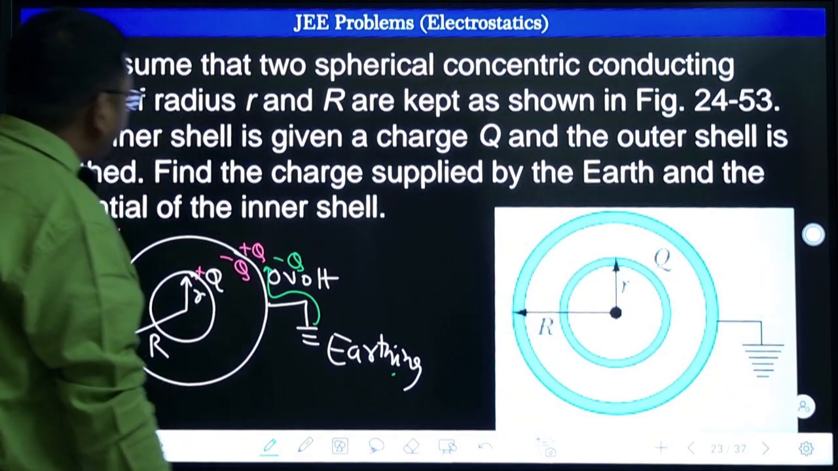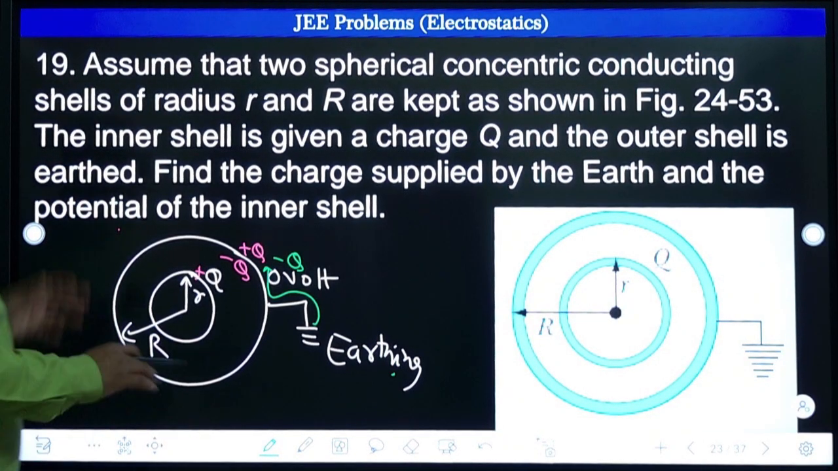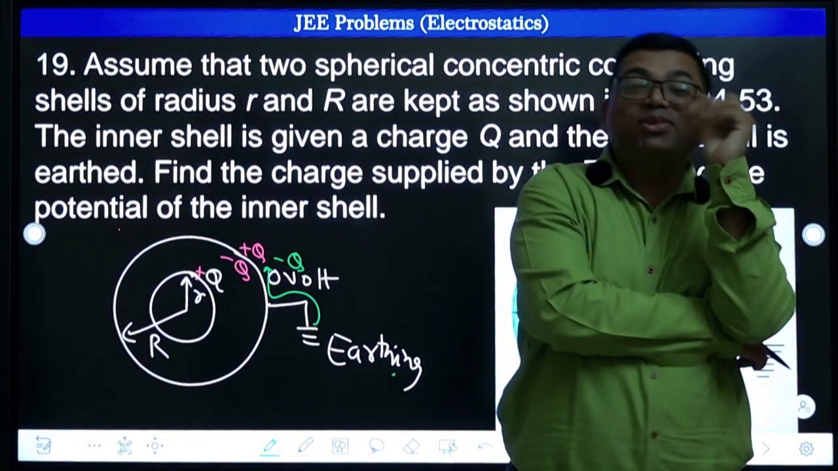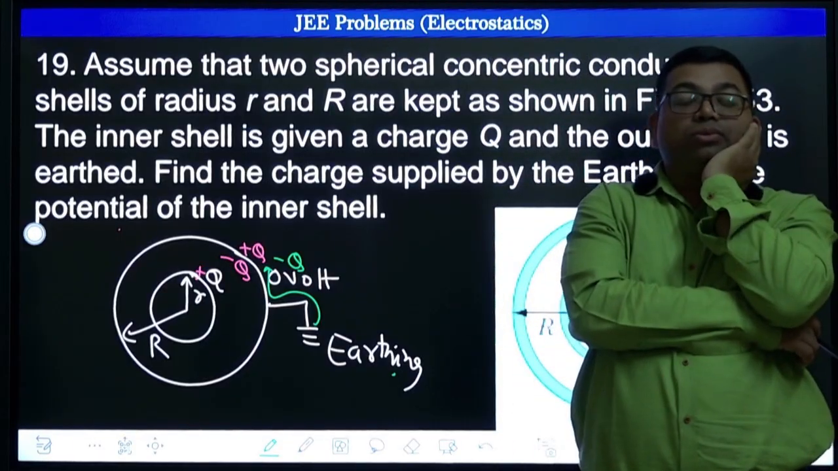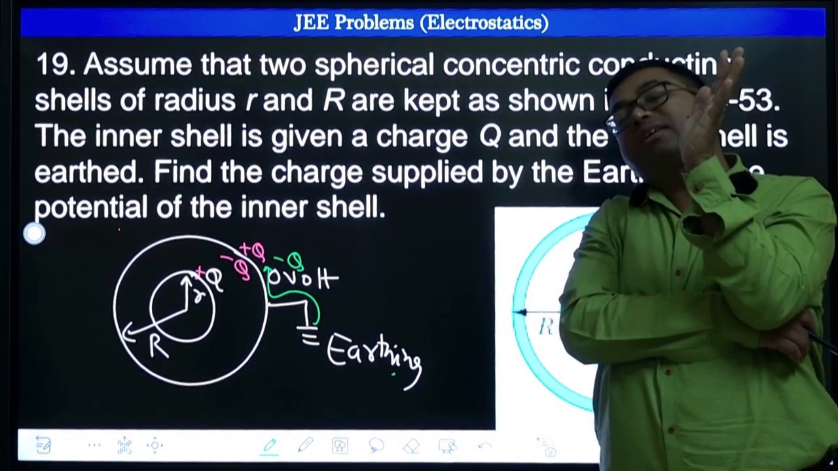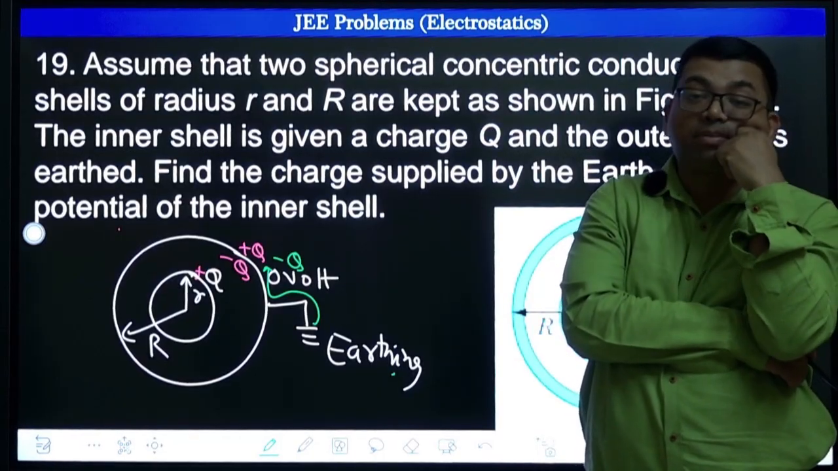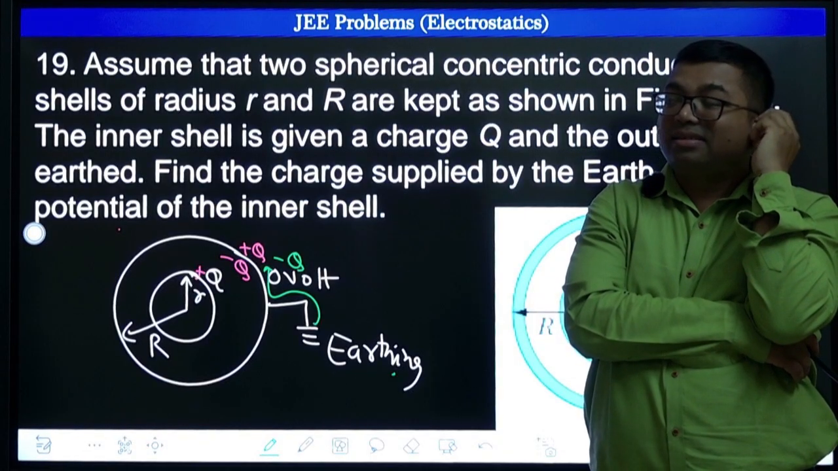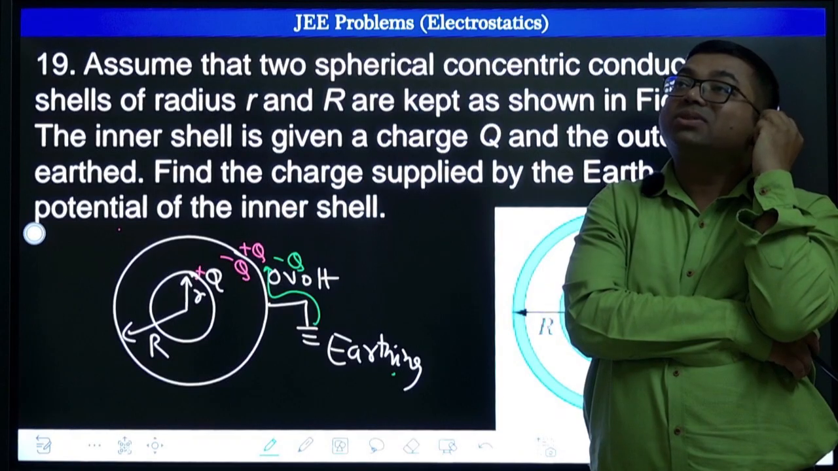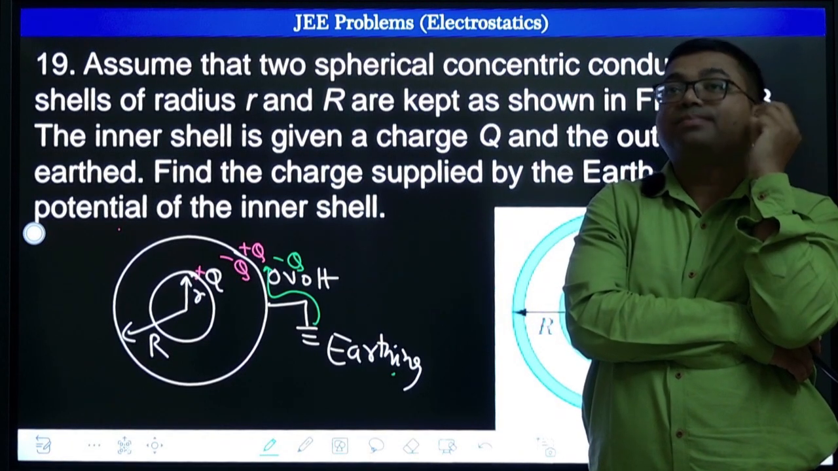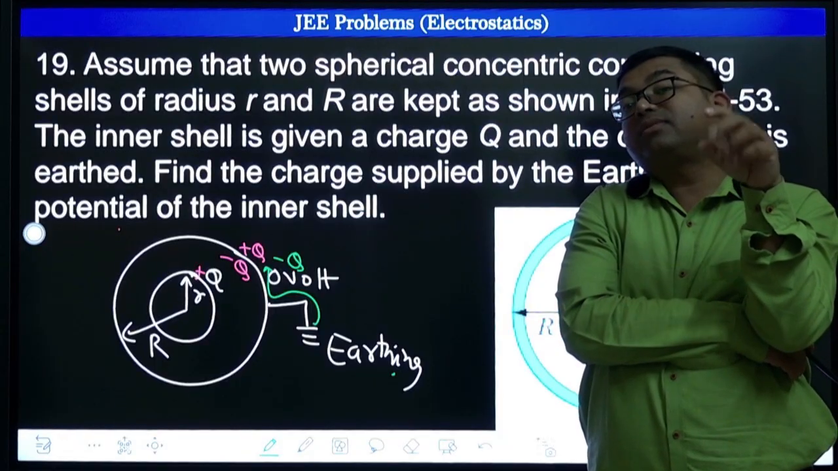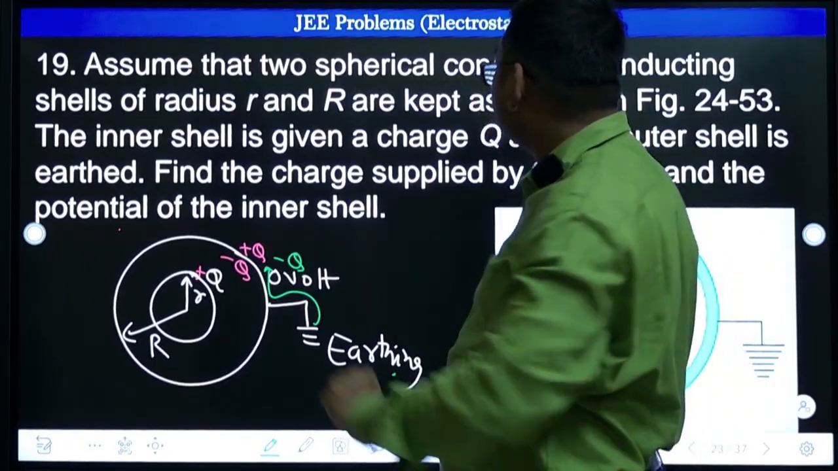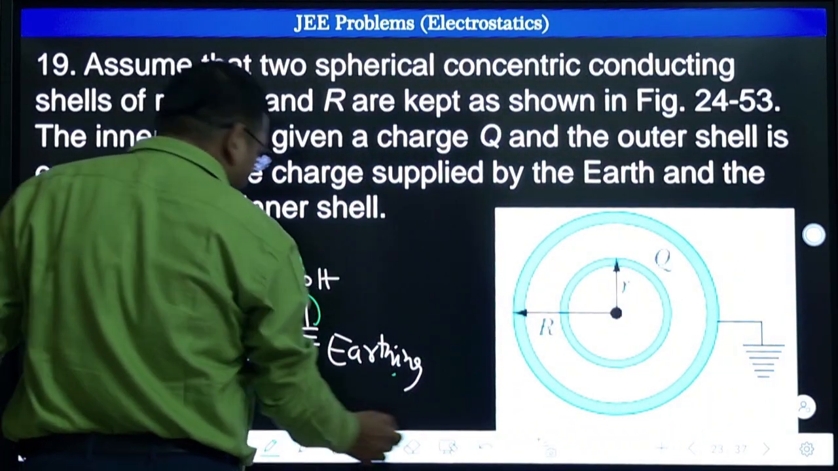Should it become neutral or what? Let me think about it. Suppose you do not know, let us think about it. We do not know how much earth has supplied. Why should the outer surface become neutral? Not necessary. It does not have to be neutralized completely. But one thing we know is that its potential will become zero.